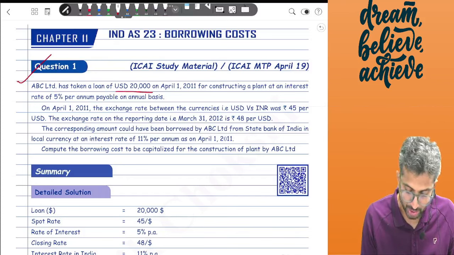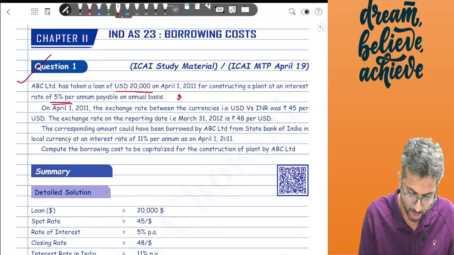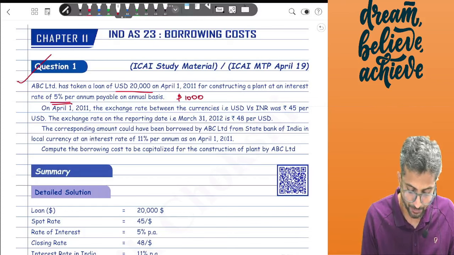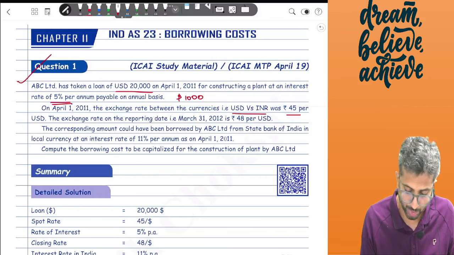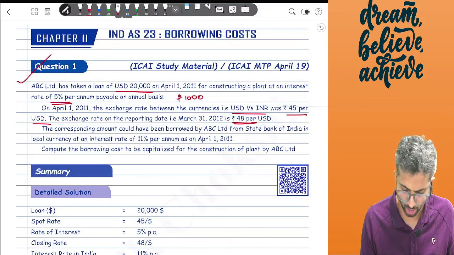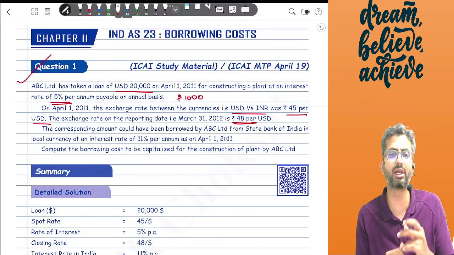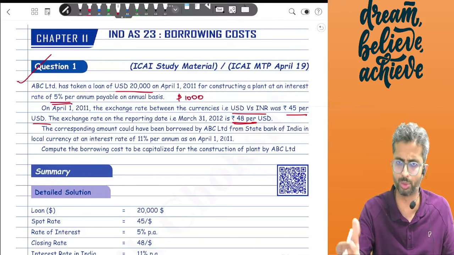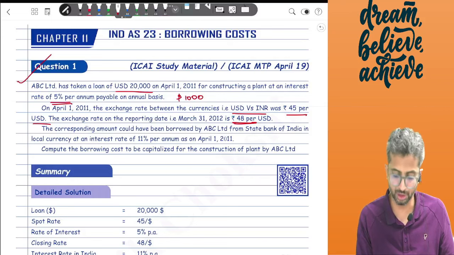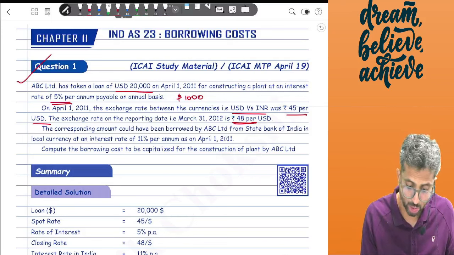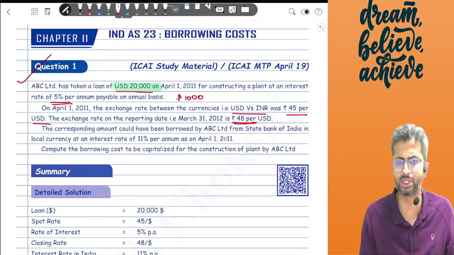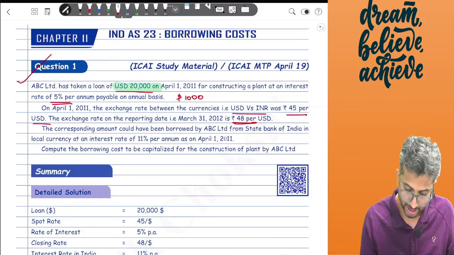ABC has a loan of $20,000 for constructing a plant at an interest rate of 5% payable on an annual basis, which means your annual interest in dollars will be around $1,000. On 1st April 11, the exchange rate was rupees 45 per dollar, and the exchange rate on the reporting date was 48 per dollar, which means there's a 3 rupees loss. You took the loan when the rate was 45, now the rate is 48, so you have to pay 3 rupees more on every dollar, and the loan amount is $20,000. So $20,000 into rupees 3, 60,000 is a forex loss.